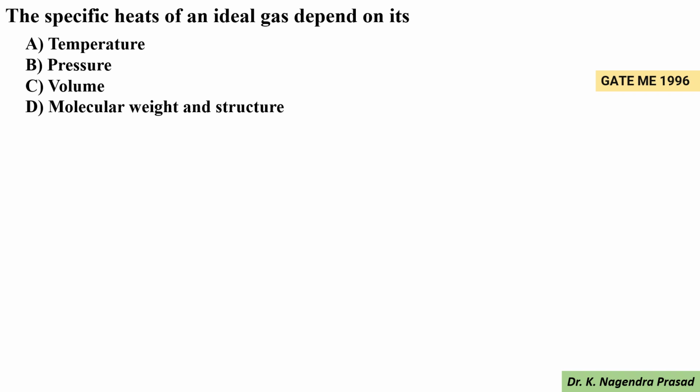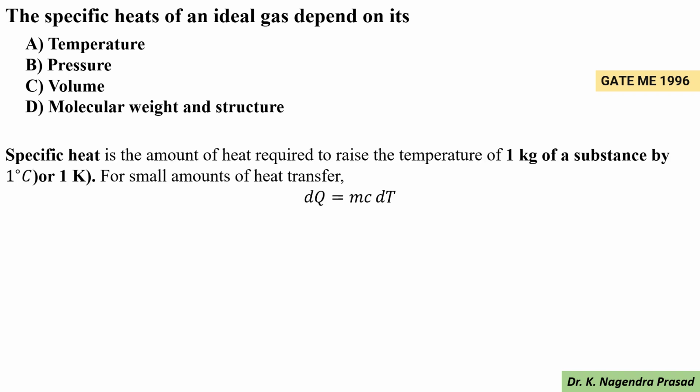The specific heat of an ideal gas depends on its option A temperature, option B pressure, option C volume, option D molecular weight and structure. We know that specific heat is the amount of heat required to raise the temperature of 1 kg of a substance by 1 degree, or maybe 1 Kelvin.